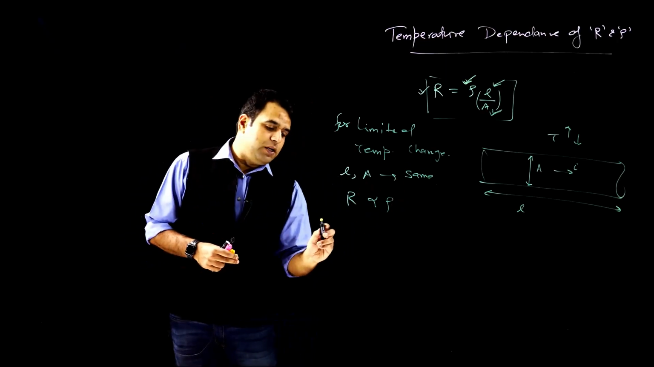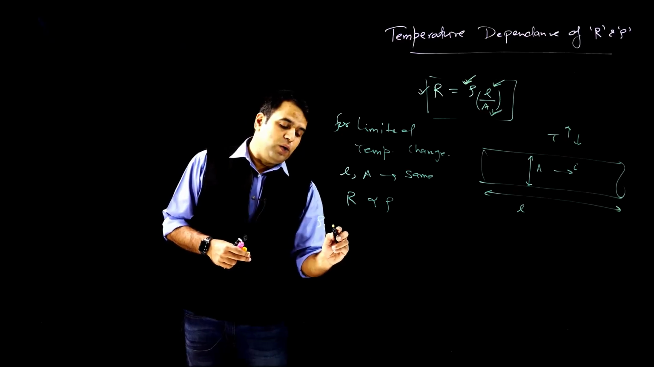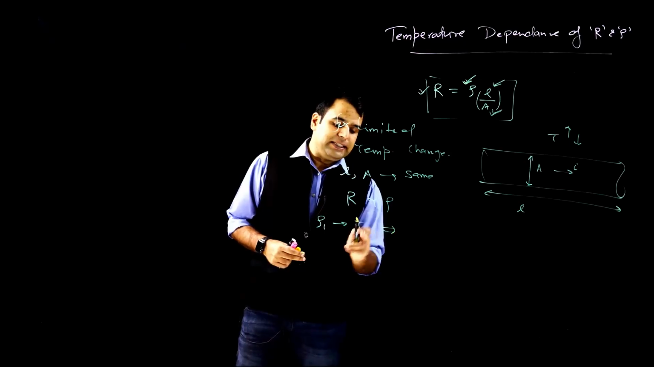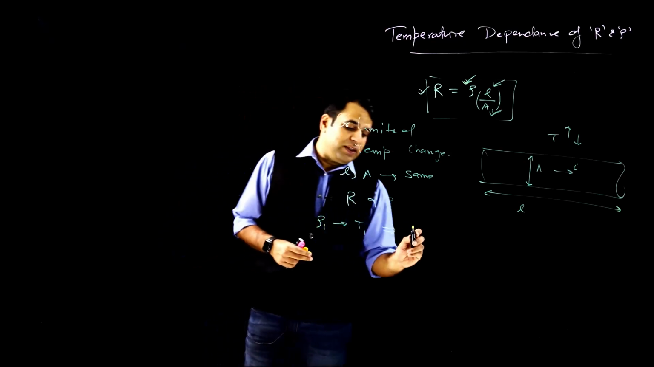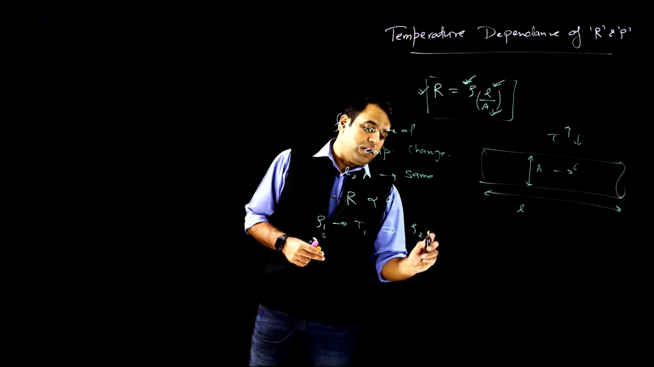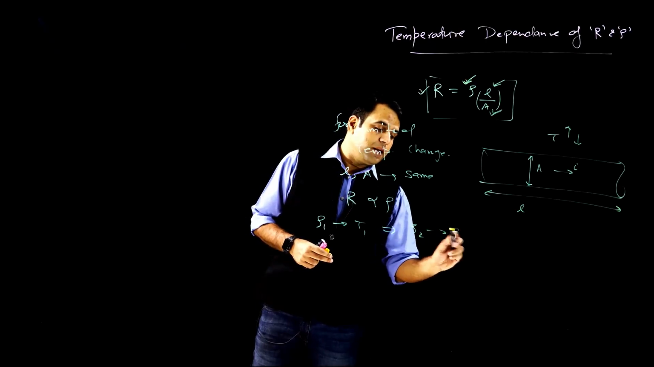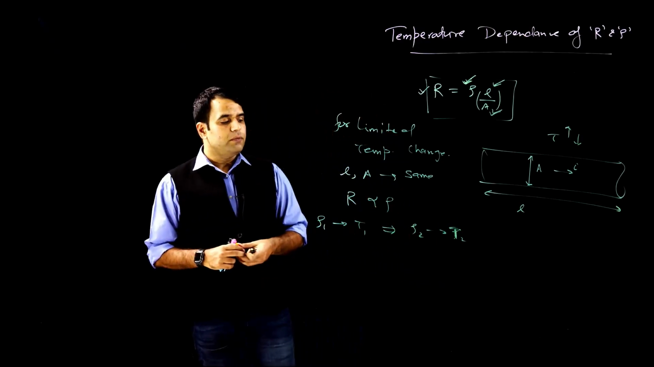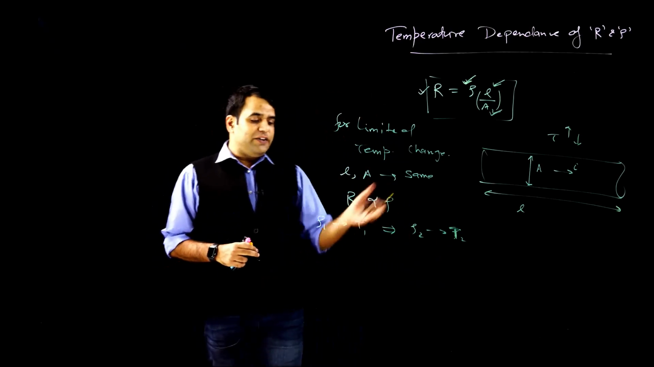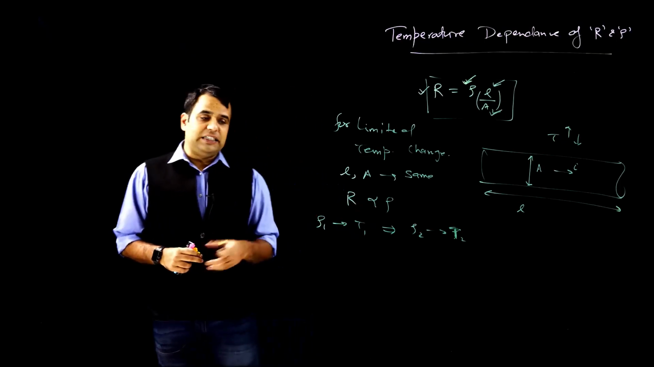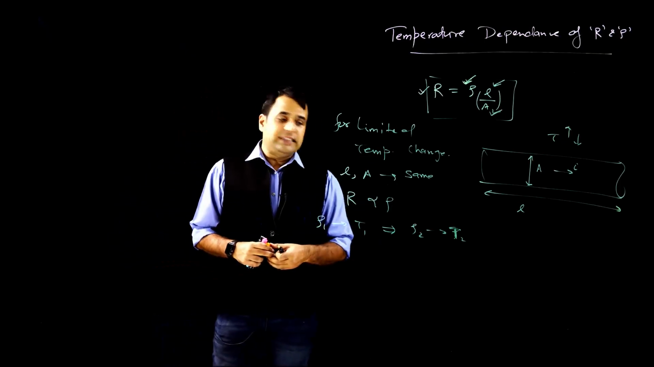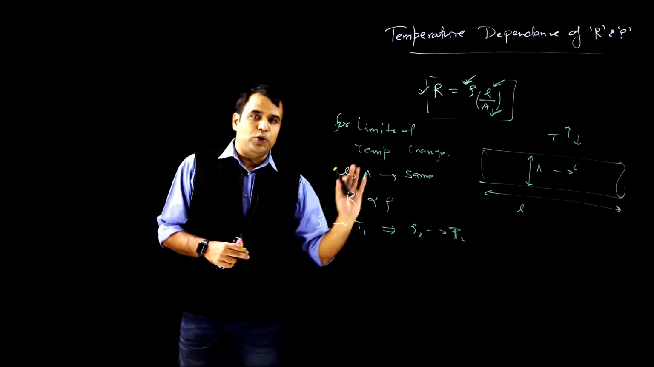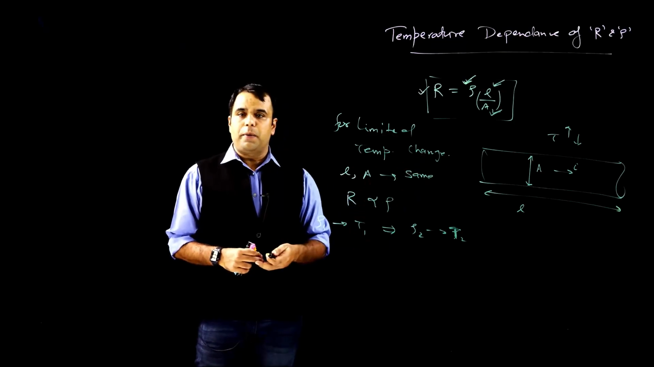Let's assume the resistivity is ρ1 when the temperature is T1. And when the temperature becomes T2, the resistivity becomes ρ2. That's what we are assuming. So since at T1 the resistivity is ρ1 and at T2 the resistivity is ρ2, in that case, we get the formula. Actually, we are not going to derive that because ultimately it depends upon the internal properties.